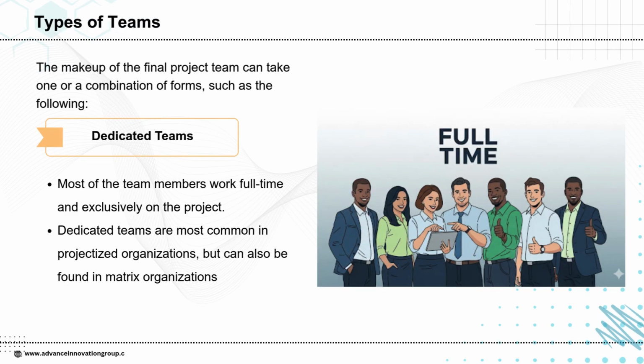This slide talks about the different types of project teams, and one common form is the dedicated team. In a dedicated team setup, most of the team members work full-time and exclusively on the project. This means they are not splitting their time between multiple projects or departments, which allows them to stay fully focused on project goals and timelines. Dedicated teams are most commonly seen in projectized organizations where the project structure itself is the main form of operation. However, they can also exist in matrix organizations where resources may otherwise be shared across projects.